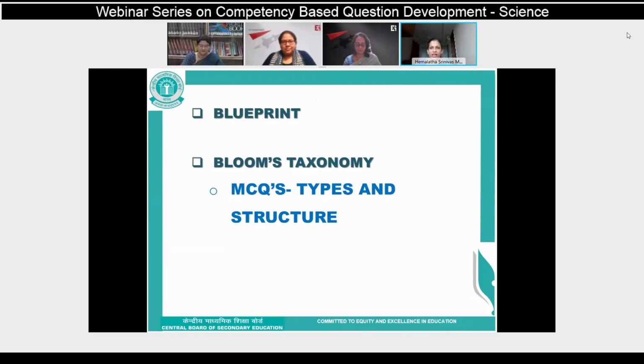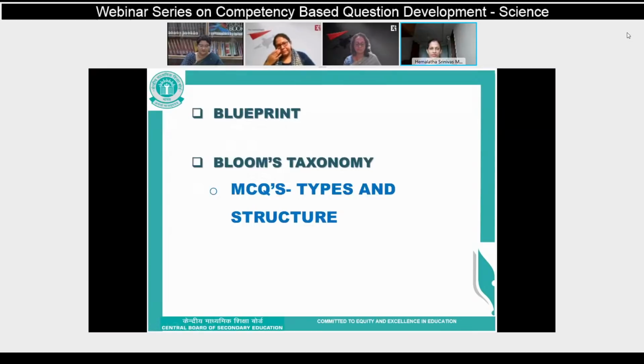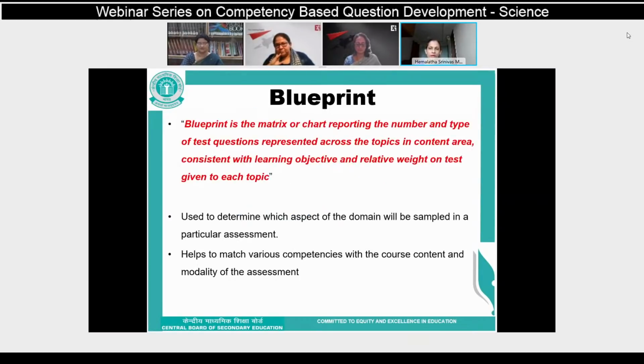Next slide. A blueprint is a guide for making a question paper, an assessment item. These blueprints provide a conceptual map of the examination format, content area, as well as the assessment test specification. It is used to determine which aspect of the domain we are going to sample for a particular assessment. It also helps us match various competencies with the course content as well as the modality of various assessments.